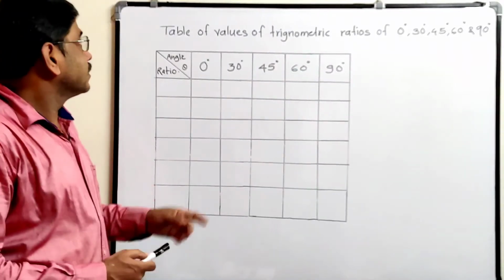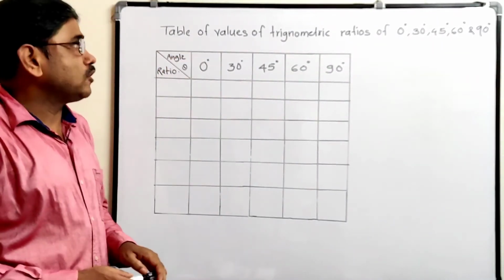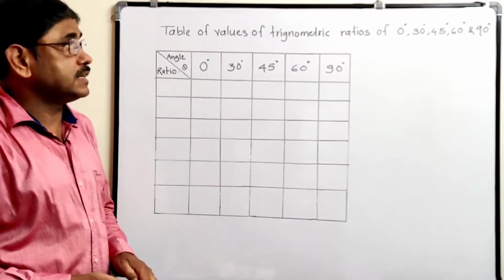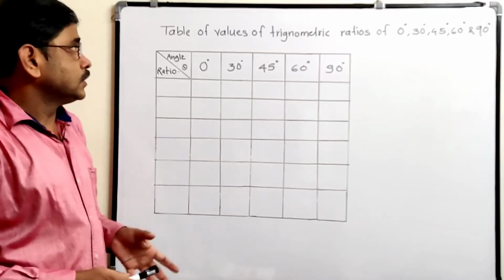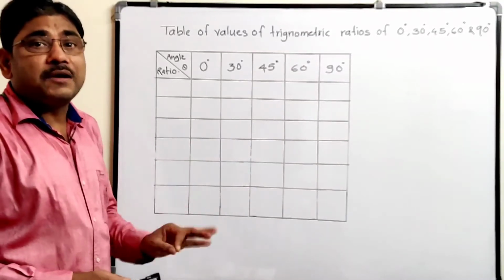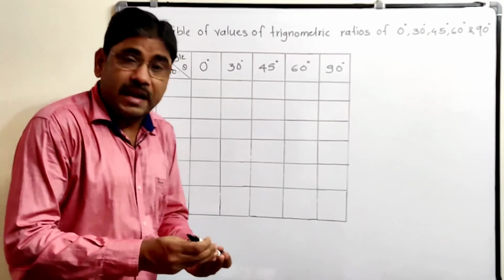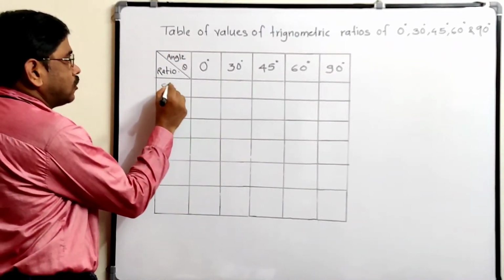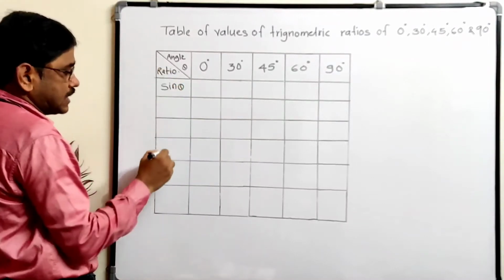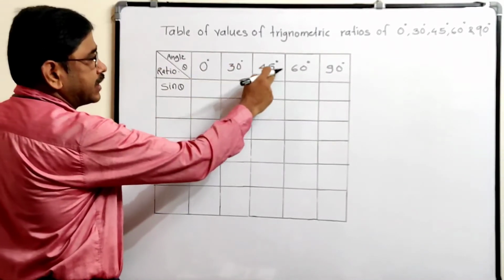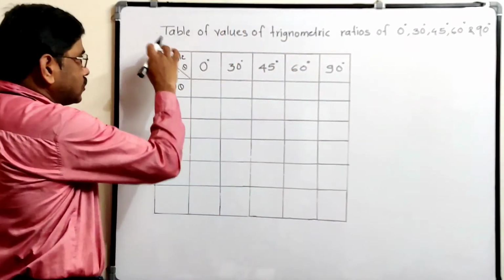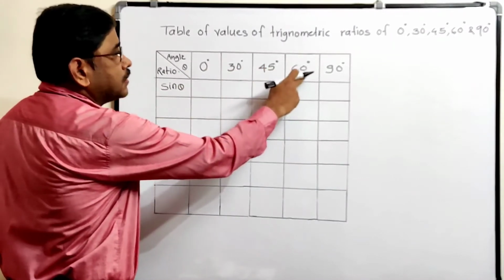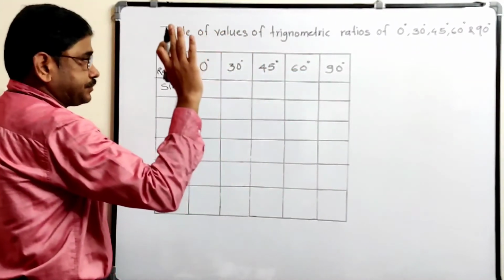Now let us see the table of values of trigonometric ratios of 0 degree, 30 degree, 45 degree, 60 degree and 90 degree. So how to prepare this table without learning by heart? No need to learn that table by heart. We can directly prepare that table. Here are the ratios, starting with sin theta, and here the angles 0 degree, 30 degree, 45 degree, 60 degree, 90 degree. So first prepare this table. Here write 0, 30, 45, then 60 and 90.